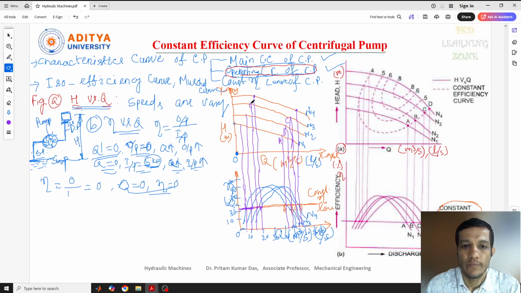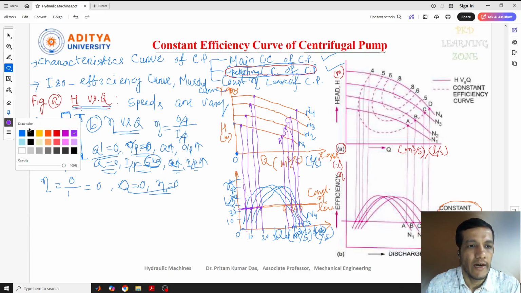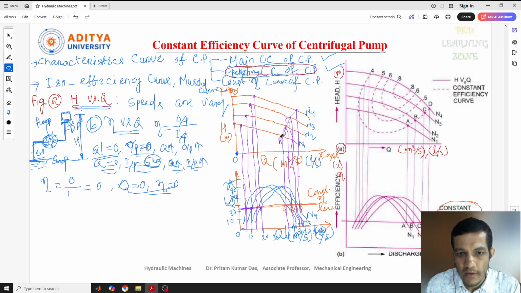We got some points from each of the speed lines. So now we'll just join all these points and it'll form a curve. Okay, now if I join this, it forms a curve. The curve which is formed here is called the constant efficiency curve.